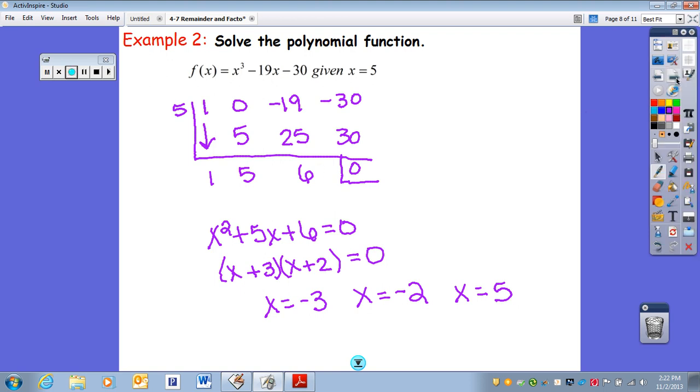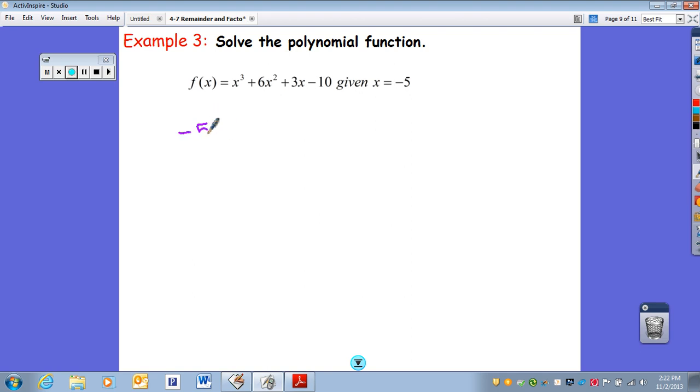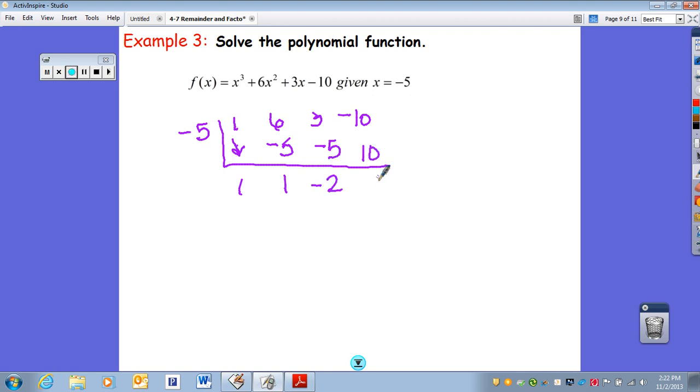Let's try another example. X is equal to 5 is our first solution. So we have our negative 5, and we're going to do our synthetic division. We have 1, 6, 3, and negative 10. We bring down the first leading coefficient, and we multiply that. Then we add the two together. We multiply. We add the two together. We multiply, and we end with 0, which means that we now have our remaining numbers as our coefficients of our quadratic. So we have x squared plus x minus 2.